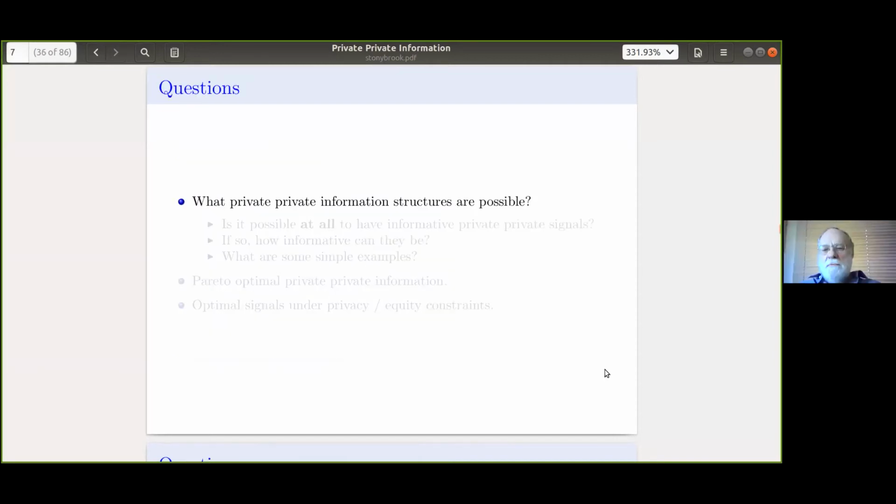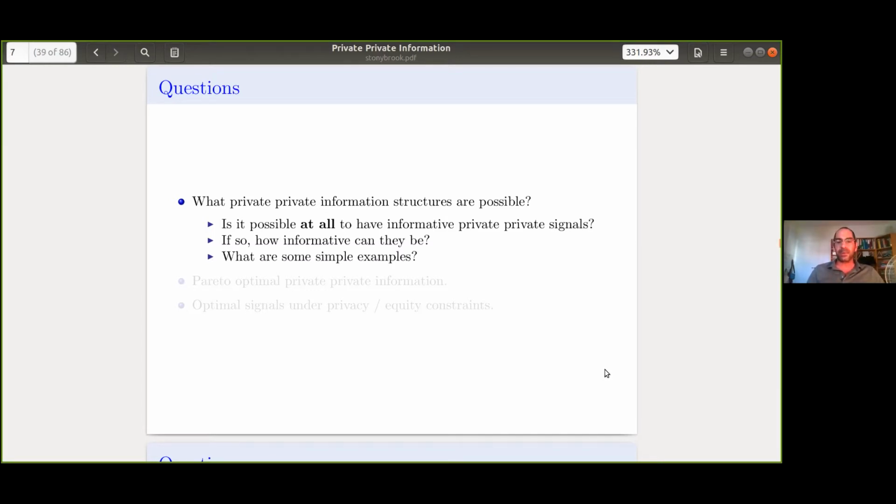Okay, so here are some questions. What private information structures are even possible? Is it possible at all to have this? I mean, it sounds sort of paradoxical. How can we both have information that's correlated with the state, but our signals are not correlated with each other? And this has been addressed in the literature already. The more interesting question is, how informative can they be? Is there some limit to how informative signals can be if they're independent of each other? And the answer is yes. And we're going to see some simple examples of this.